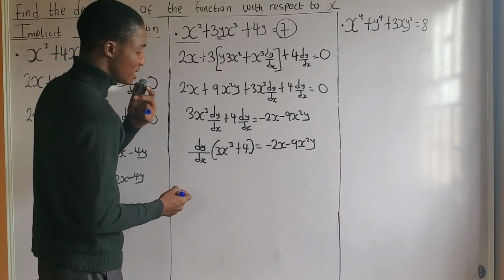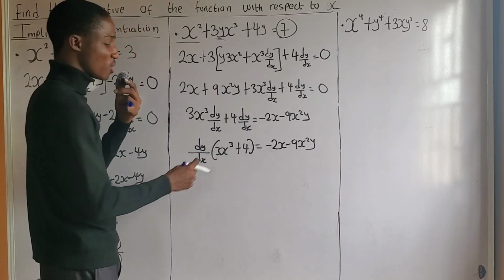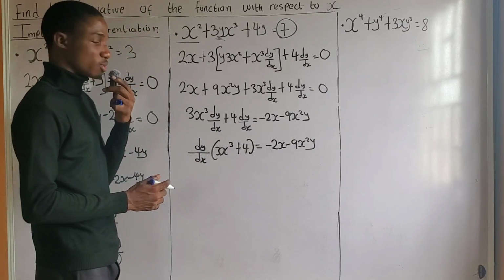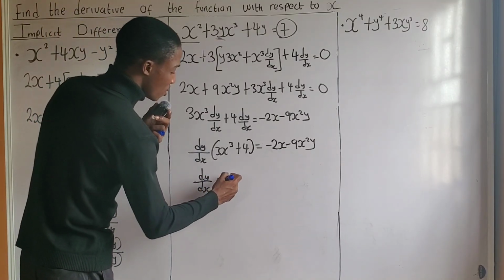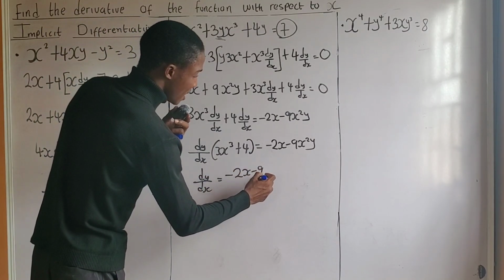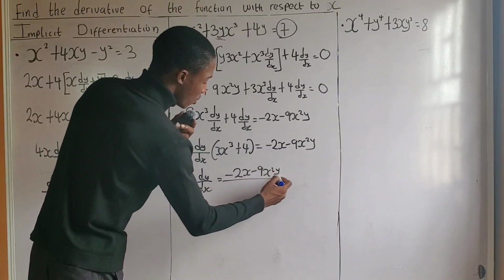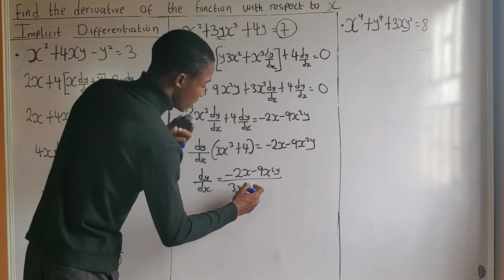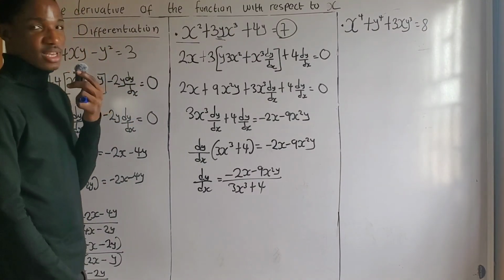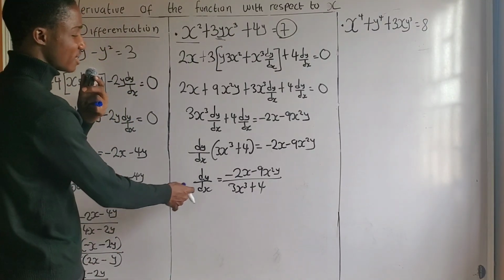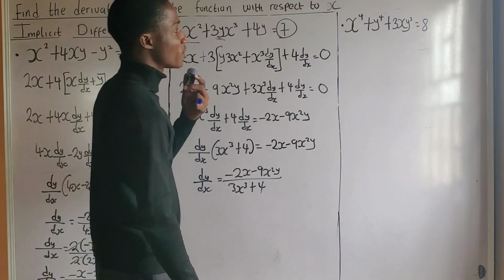To get the value of dy/dx, you have to divide all through by what? 3x raised to the power of 3 plus 4. So I'm going to have dy over dx equals negative 2x minus 9x raised to the power of 2y, all over 3x raised to the power of 3 plus 4. Okay? I hope you understand this. So dy/dx is this. Okay, let's proceed to the next question.